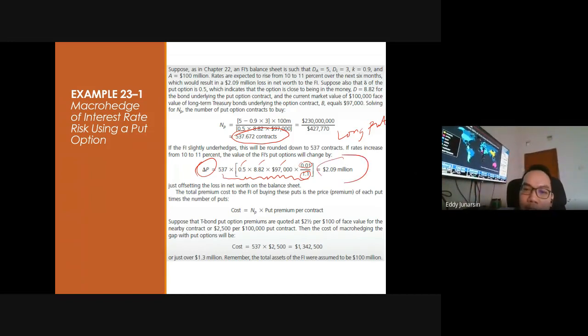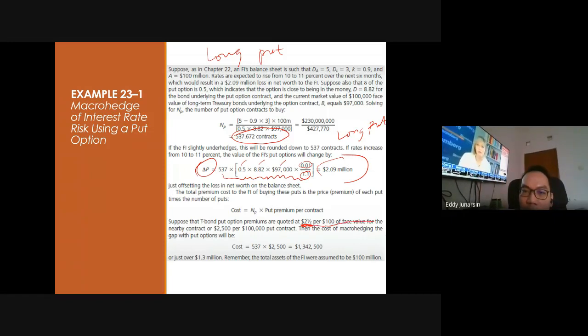Okay. And how much is the cost? Remember, you're taking a long put position. Long position means you have the flexibility. You have the choice. So you have to buy the option. Let's assume that this is the price of the option, the price of the option or the premium. 250 per $100 face value.